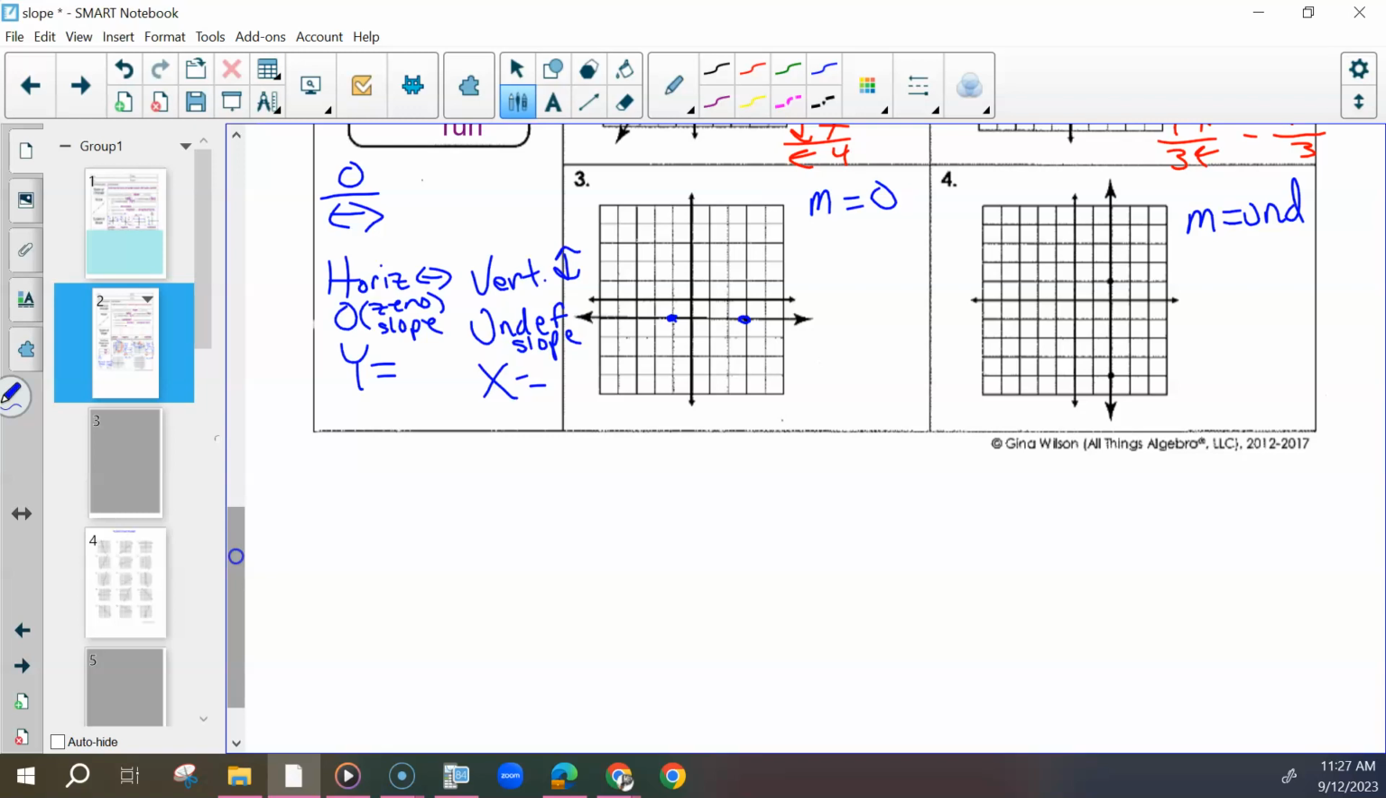Again, you could do the work like we started to do. We know this goes up and down. You could find the 2 points. But because we cannot divide by 0, it will always be undefined. It will give you an error.